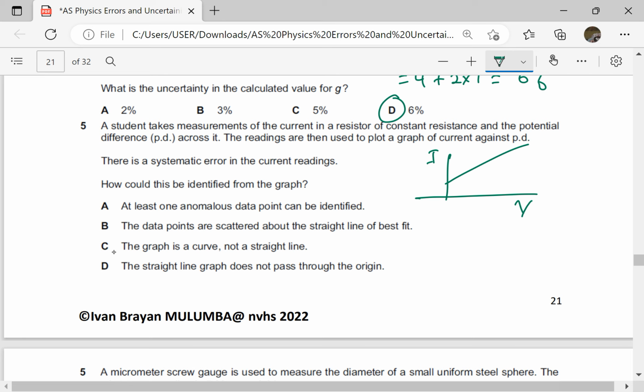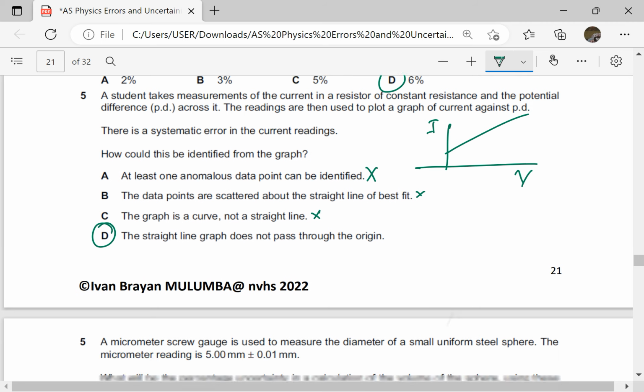At least one anomalous data point is not a systematic error. The systematic error makes all values deviate in one particular direction. If the data points are scattered, that is a random error. If the graph is a curve, not a straight line, that may not be a systematic error, because V is directly proportional to I. If the straight line graph does not pass through the origin, that is a systematic error.